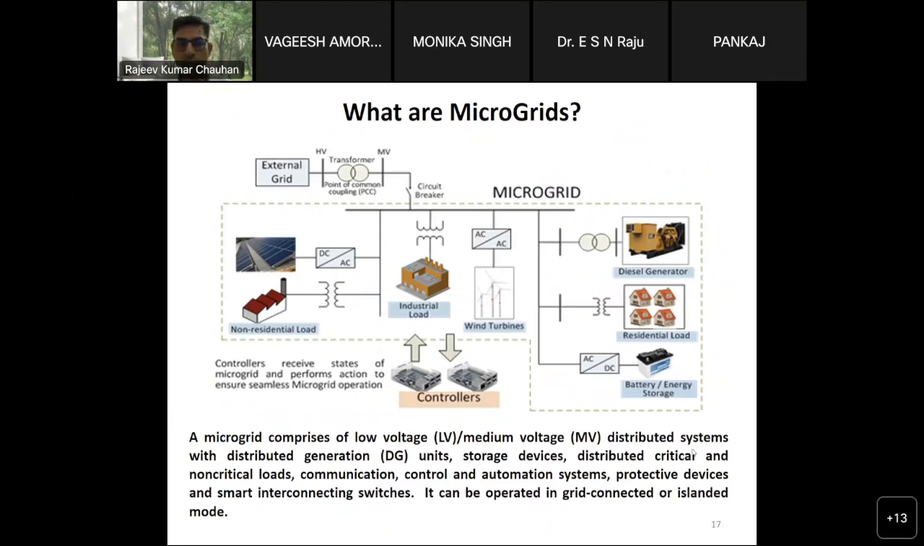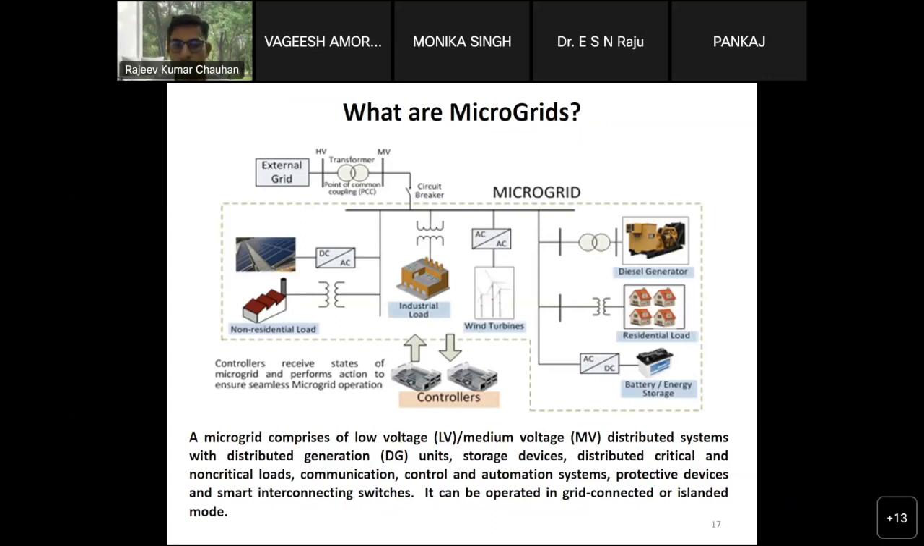As I mentioned, a microgrid can be a low voltage distributed system or a medium voltage distributed system. It is having distributed generation. It will have storage devices. It will have critical as well as non-critical loads. It will have communication. It will have a control and automation system. It will have protection devices. It will also have smart connecting switches. So it can be operated either in the islanding mode of operation or the grid-tied mode of operation, by operating the static switch at the point of common coupling, where we are connecting the microgrid with the utility grid.